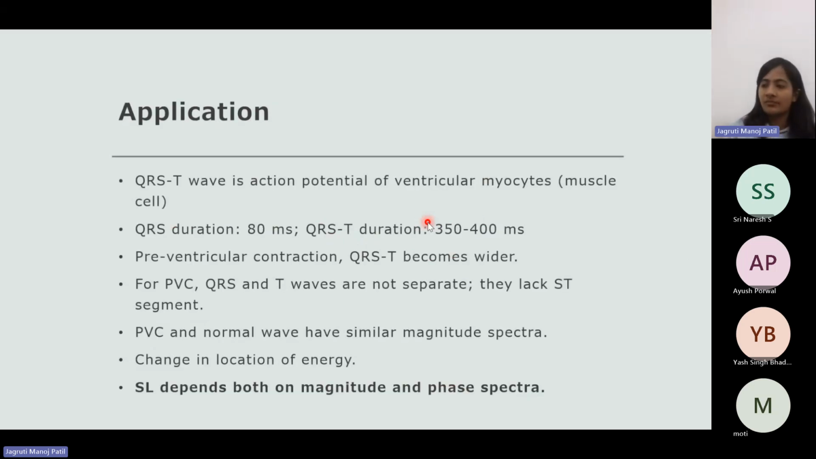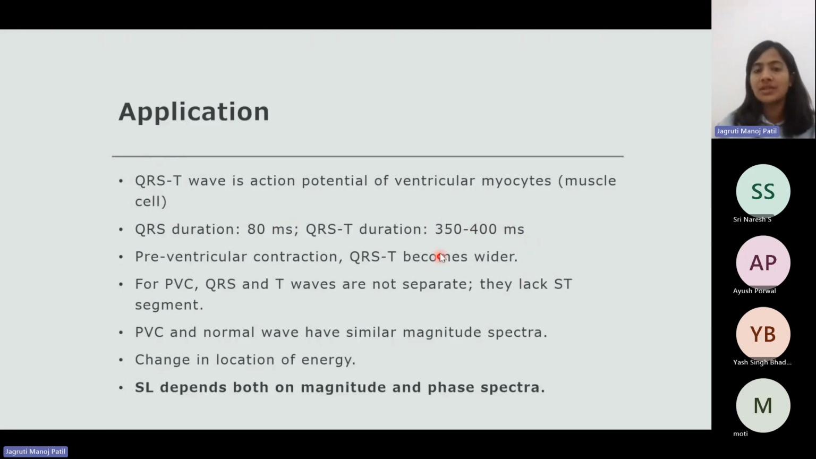We now know very well what the ECG wave is, how the electrical potentials are created, and how the circulation works. We all know that QRS is a complex which occurs when the ventricles contract or depolarize. This is the action potential created by the myocytes, which are nothing but the muscle cells. The QRS duration here is around 80 milliseconds. However, the entire duration of the QRS T complex, that is the QRS wave and the ST segment, ranges from 350 to 400 milliseconds.